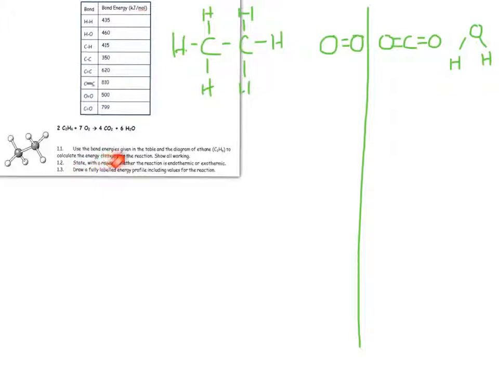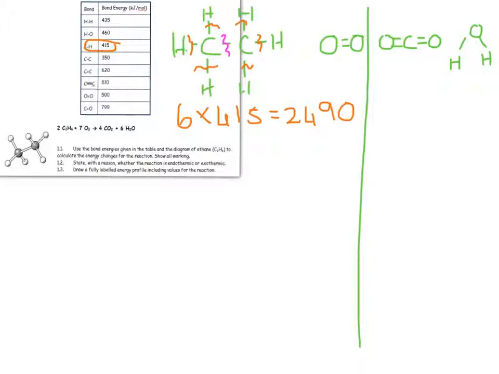Use the bond energies given in the table and the diagram of ethane to calculate the energy changes for this reaction. Show all your working. So the first thing we're going to do is say, I've clearly got 1, 2, 3, 4, 5, 6 carbon bonding to hydrogen. So 6 carbon-hydrogen bonds. That's 6 times 415, which is equal to 2,490.